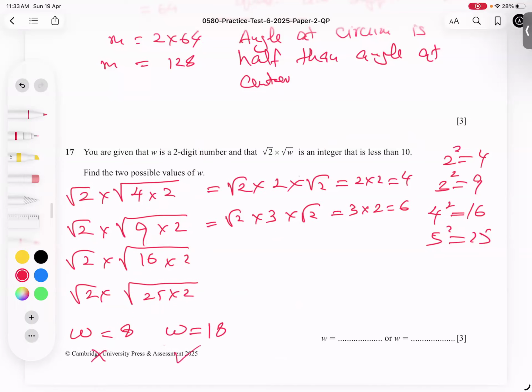This is root 2, and not even that, less than 10. So less than 10, we have it. But the integer must be less than 10, not the number. So these are integers. Okay, let's talk about the next option.